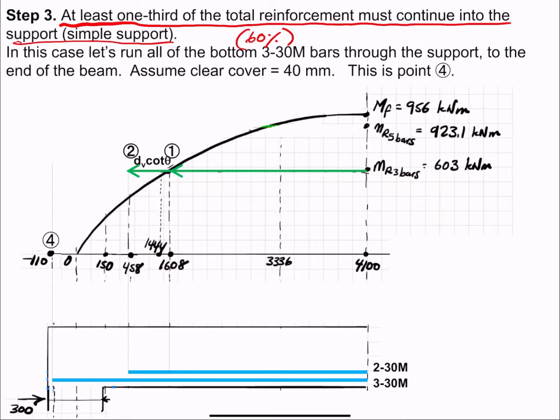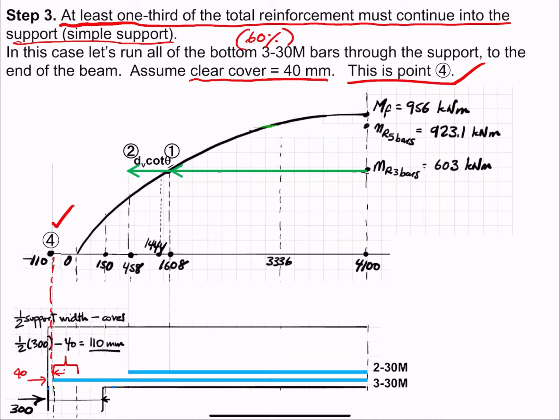And this is why, assuming a clear cover of 40 mils, I stopped here short, 40 mils. I stopped here to find point 4. So I have point 4, which is my 3 30s that I have run into my support. Now, the continuing bars.